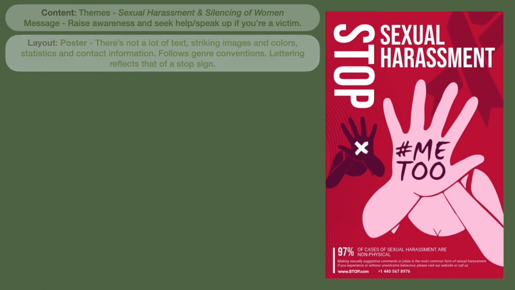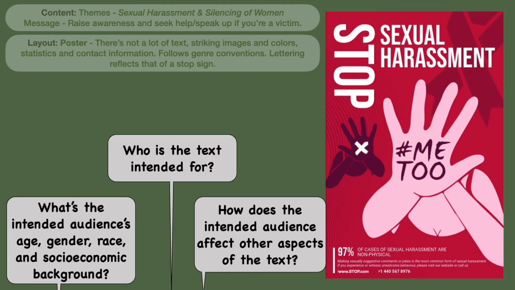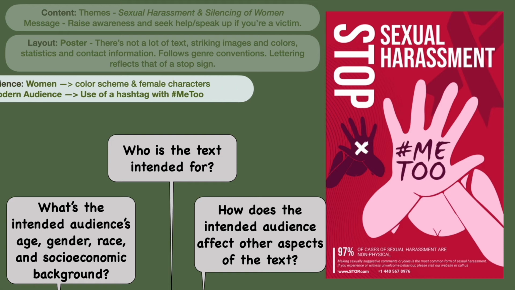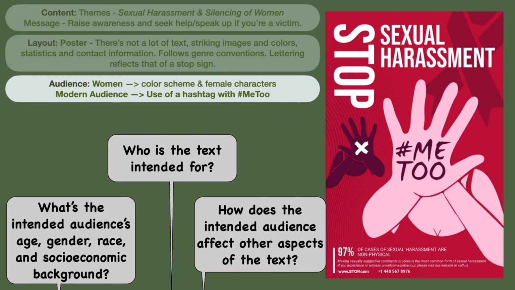Next, we need to consider our audience. Well, who exactly is this aimed at? We have some questions here to help us with that, and we might come to this conclusion. Well, maybe it's aimed at women because of the colour scheme and the female characters involved. But also you can see it is aimed at a modern audience with the use of a hashtag, the Me Too movement. This is something that's a trend and used widely on social media, and so more modern, younger audiences would be aware of this.